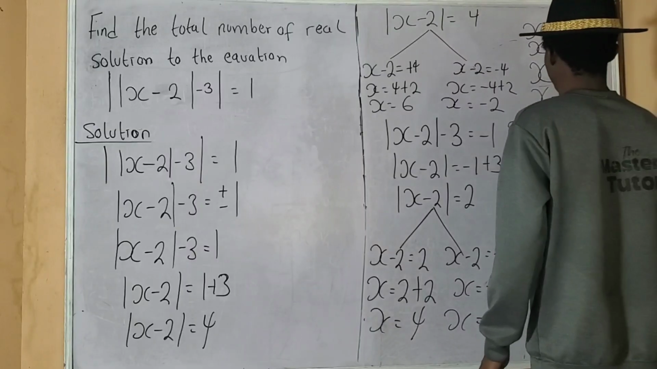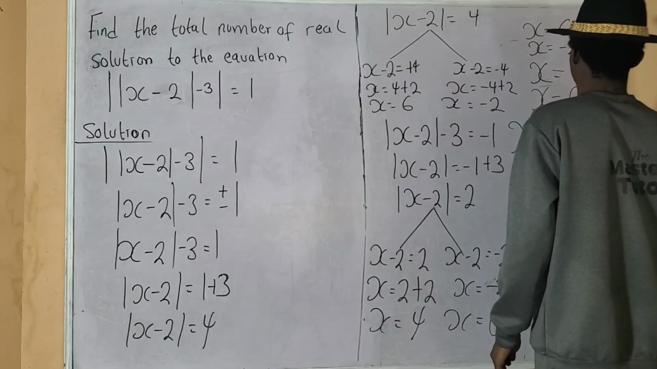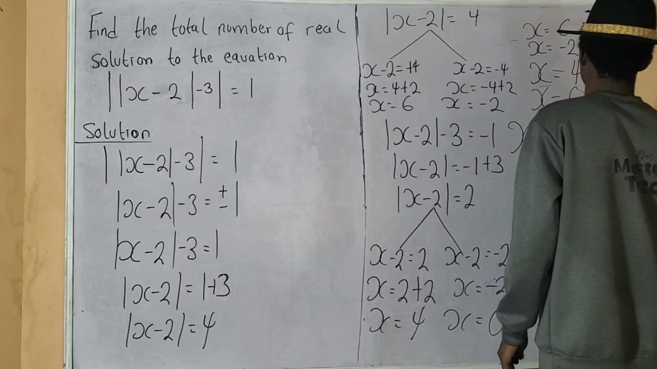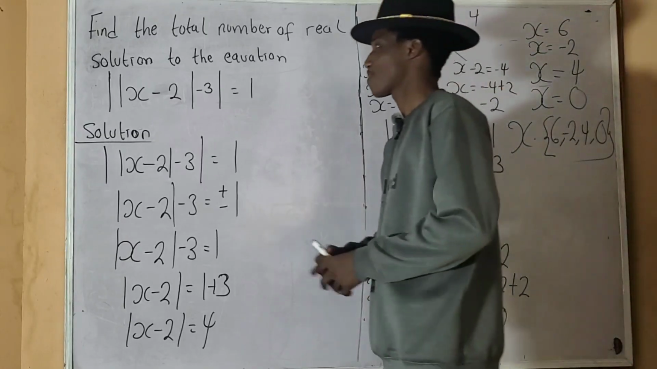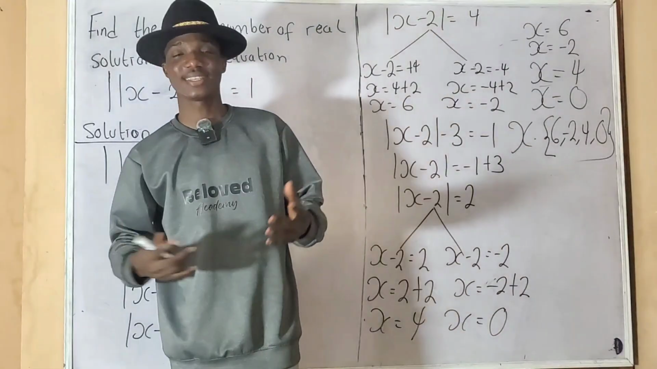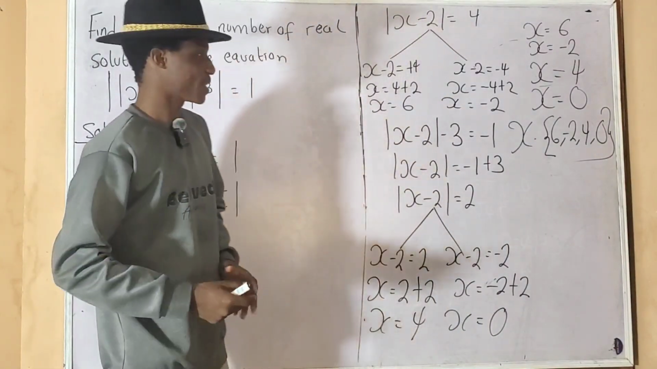Now, the solutions for x are 6, negative 2, 4, and 0. So that is the solution to the question. You can see that the question is quite interesting, okay? So that is the solution.